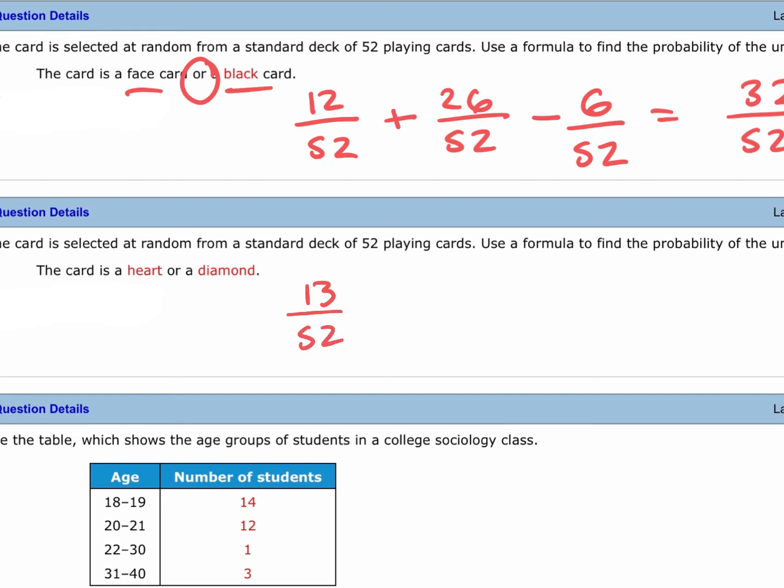How many diamond cards do I have in a deck? 13. It says or, so I add it together. Are there any heart cards that are diamond cards? Nope. So I would just add these two. So it'd be 26 over 52, which is 1/2.